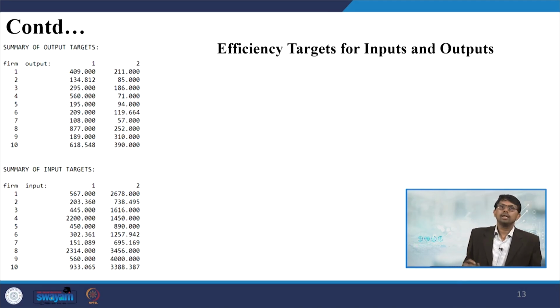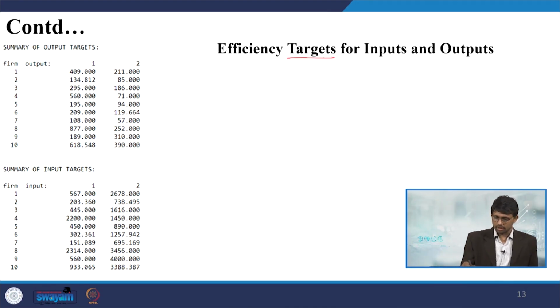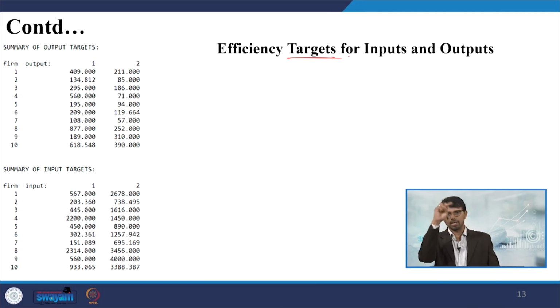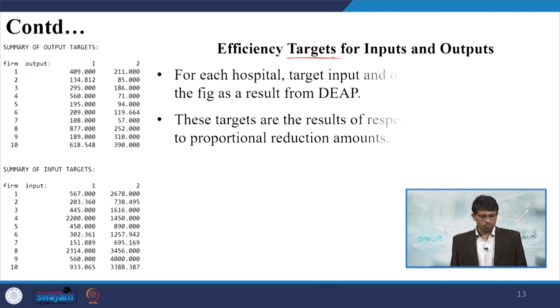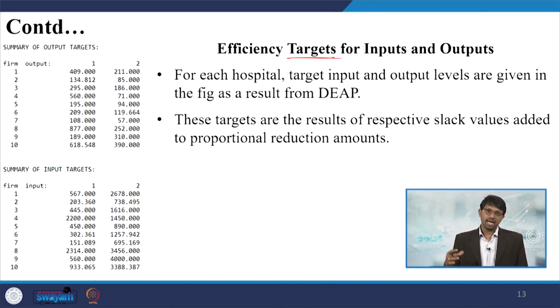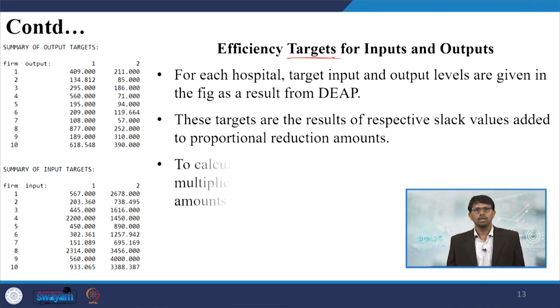Okay. Another result is called efficiency targets for inputs and outputs. If you remember, when we say targets, that means we are sticking to target analysis, which I already mentioned, like this type of mapping we mentioned. Okay. Summary of output targets, and here slacks are also important. Okay. And for each hospital, target input and output levels are given in the figure as a result from DEAP. These targets are the result of the respective slack values added to proportional reduction amounts.